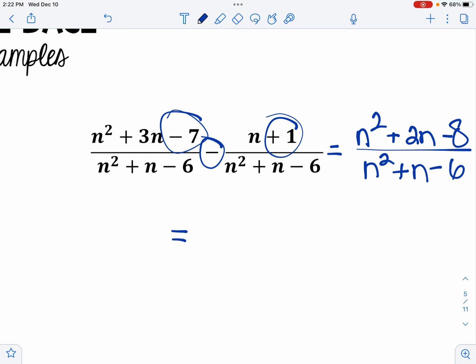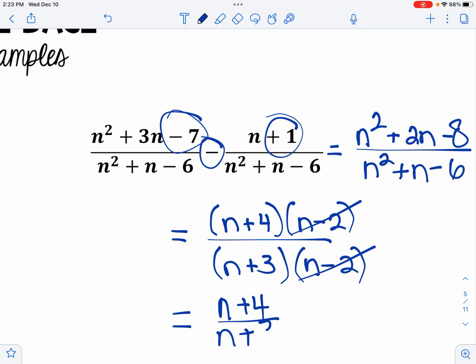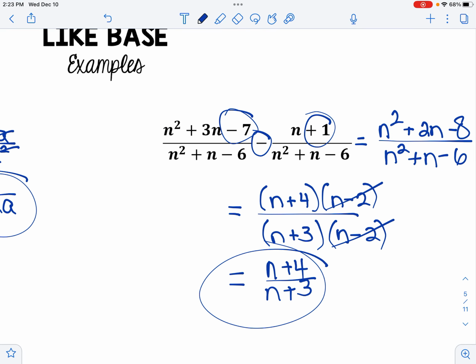Okay, now I'm going to factor those. So if I factor the top, two numbers that multiply to be -8, but add up to be 2 would be +4 and -2. On the bottom, two numbers that multiply to be -6, but add up to be +1 would be +3 and -2. All right, now you'll notice I can simplify a little bit. These cancel out, so I'm left with n plus 4 over n plus 3. And that's my final answer.